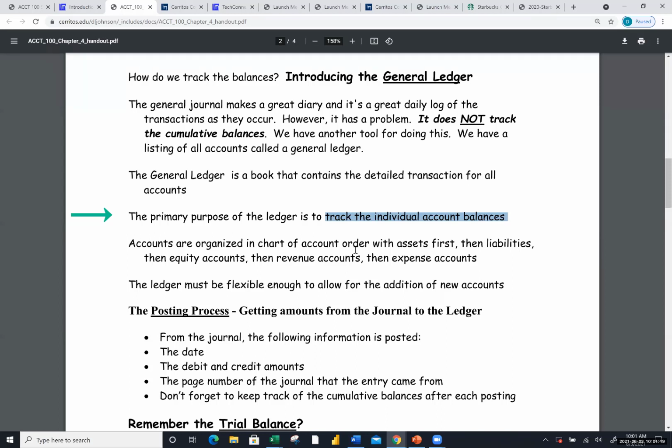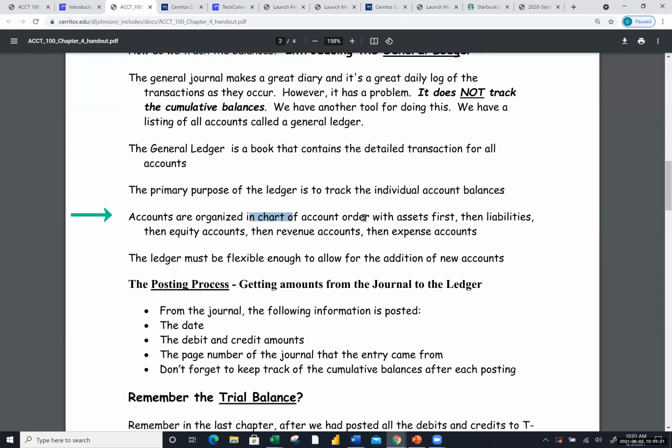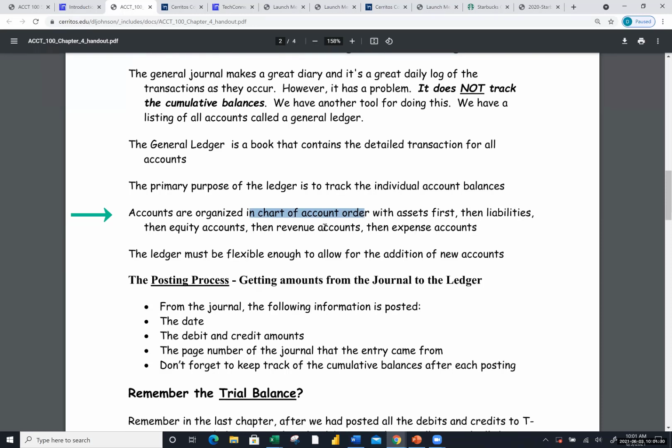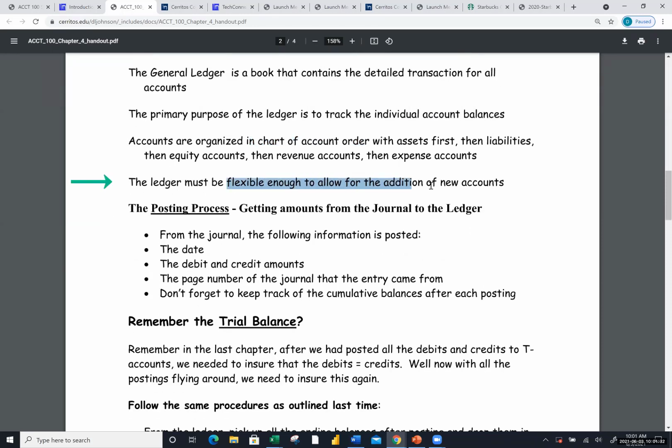So let's keep reading. Accounts are organized in chart of accounts order. That means all the assets are going to be listed first in the 100 series, and then all the liabilities in the 200 series and so forth. The ledger has to be flexible enough to allow for the addition of new accounts. Here's an example. Maybe my business goes out tomorrow and that business is so good that I need a delivery truck, and I don't have an account that says delivery truck. It needs to be flexible enough to allow for new accounts to be created. So it's a live document.